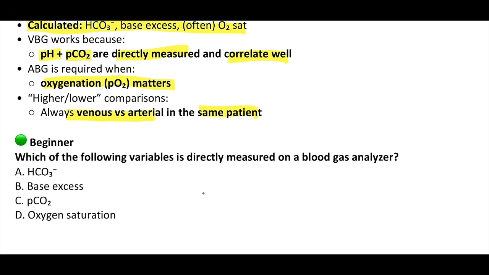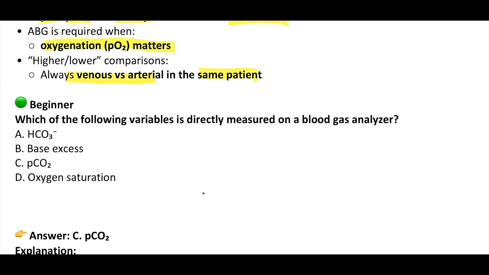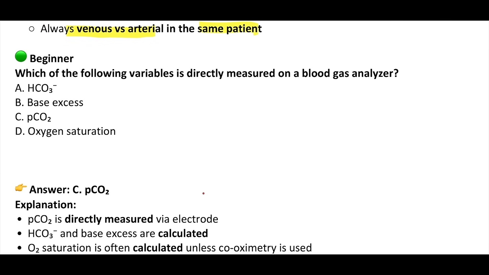So question 1: which of the following variables is directly measured on a blood gas analyzer? A, bicarbonate. B, base excess. C, PCO2. D, oxygen saturation. Pause if you need to. The correct answer is C, PCO2 is directly measured via electrode. Bicarbonate, base excess, and oxygen saturation are often calculated. Sometimes you can get an O2 sat that is directly measured if you're using a co-oximeter.